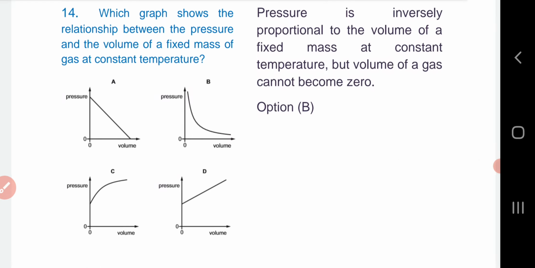Question number 14. Which graph shows the relationship between the pressure and the volume of a fixed mass of gas at constant temperature? Okay, the answer is, pressure is inversely proportional to the volume of a fixed mass at constant temperature, but remember, volume of a gas cannot become zero. And the answer is option B.